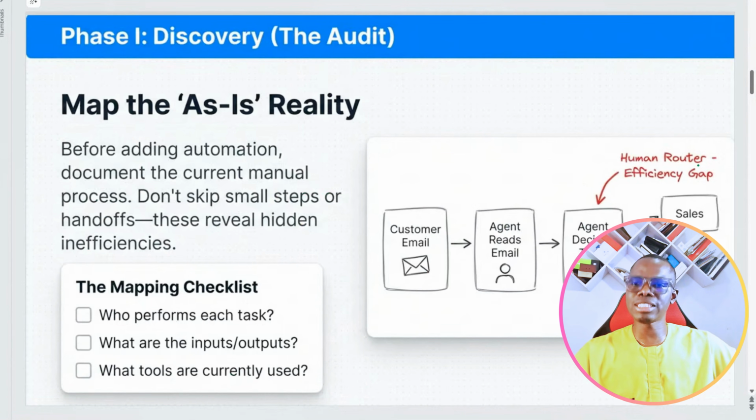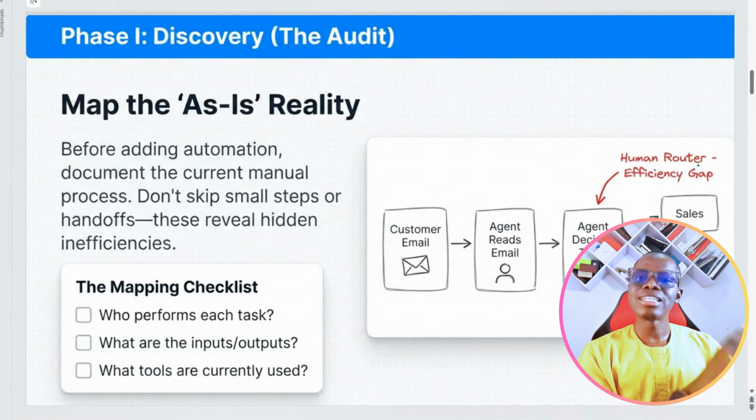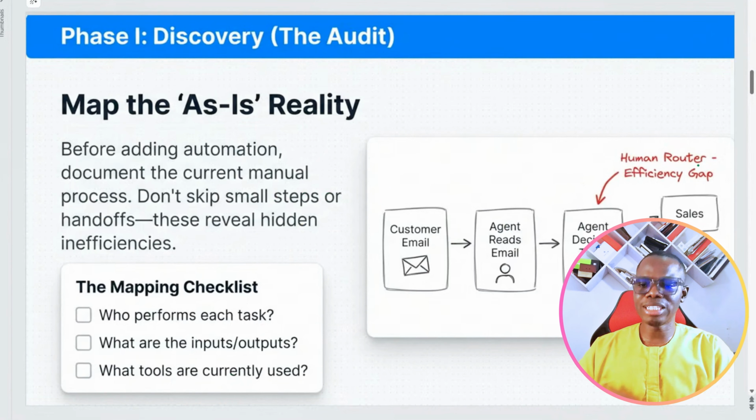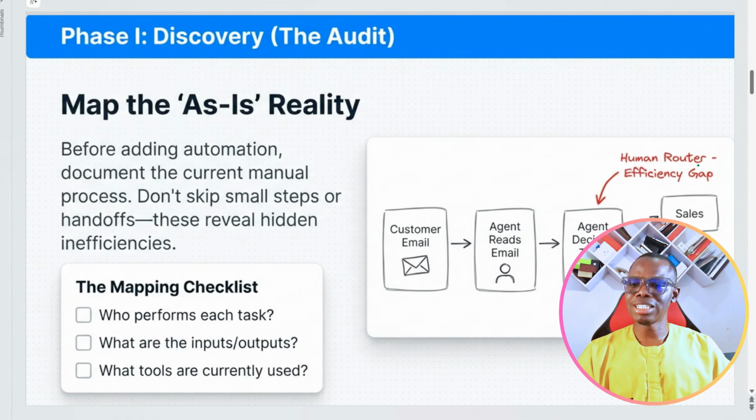So what are the phases? Phase one now is to map the business's reality, meaning as it is manually, what you've listened to them say, what you understand about their business. You want to map it to reality. So I say before adding automation, document the current manual process. Don't skip anything. So create that checklist.